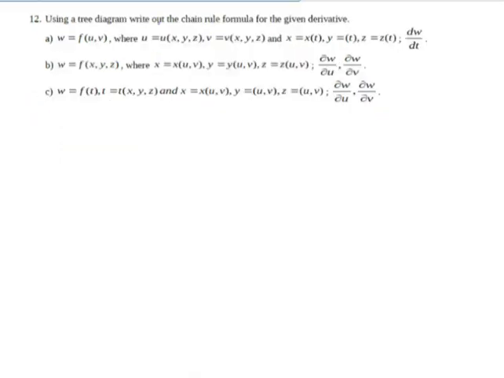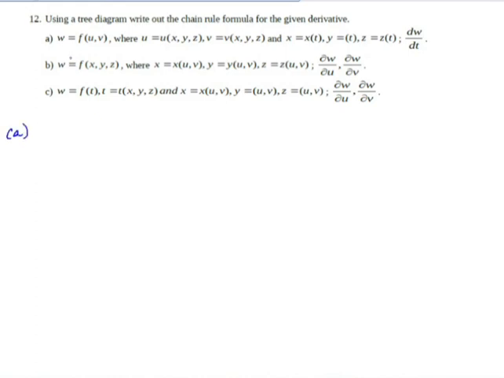Using a tree diagram, write out the chain rule formula for the given derivatives, it says. So in question 12, it will show the chain rule formula to apply for the requested derivative using a tree diagram. Let's see part a.